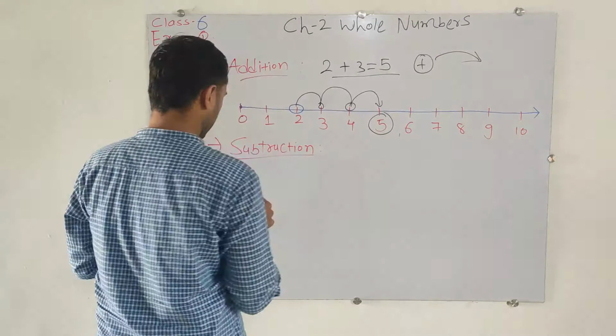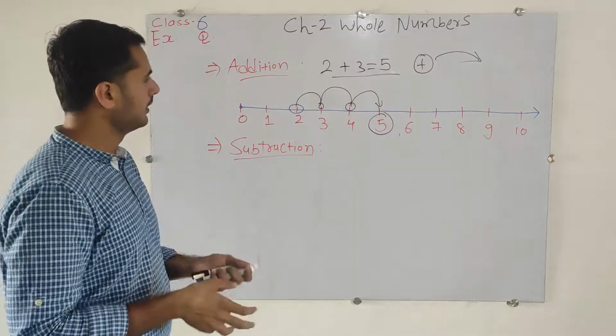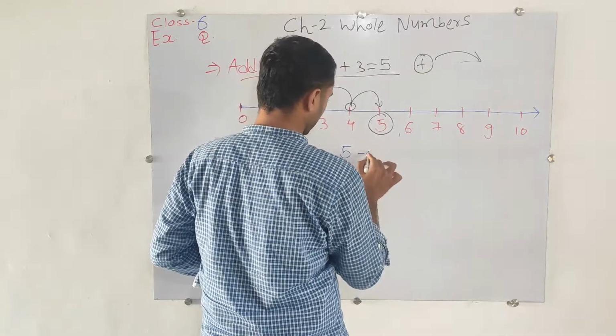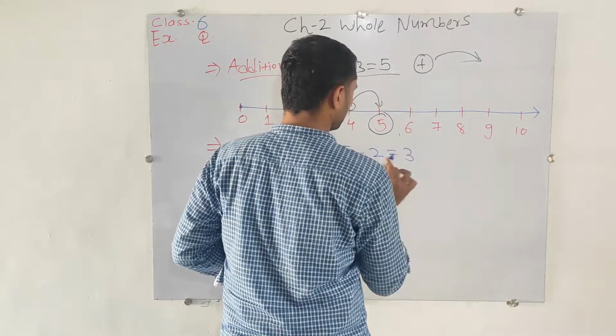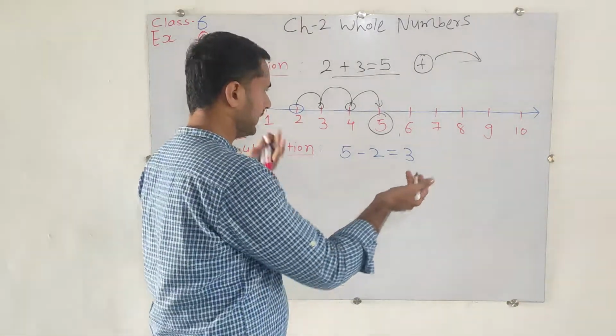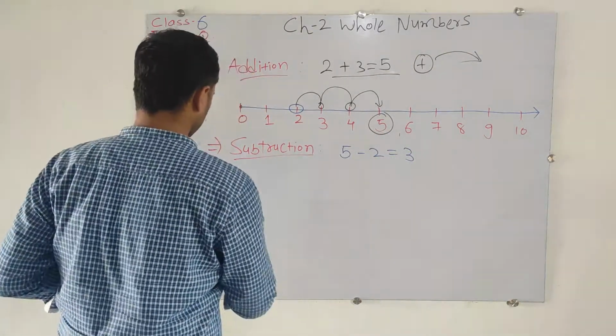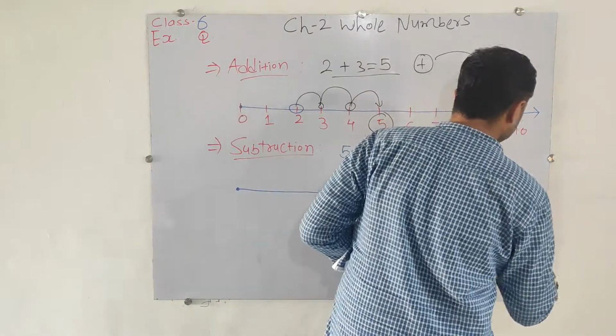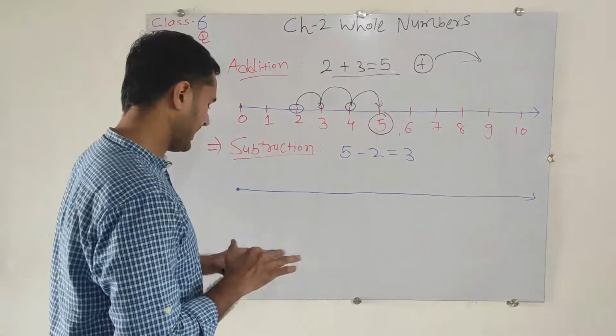Subtraction. Let's take the example 5 minus 2 is equal to 3, which you know very well. 5 minus 2, that is 3. But let's do it by the number line. First of all, I will draw one number line. Then let's place the numbers on the number line.